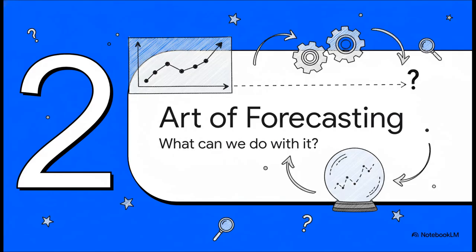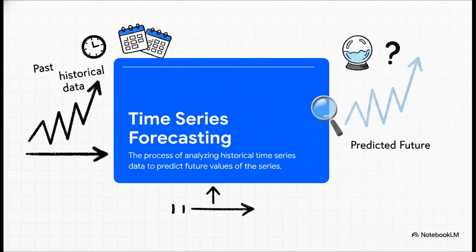Okay, so we know what time series data is. Now, the big question is, what can we actually do with it? Well, that brings us right to the art of forecasting. This right here, this is the whole goal. Simply put, time series forecasting is all about using historical data to predict what's going to happen in the future. We're looking at past patterns, past trends, past behaviors, and using all of that to make smart, data-driven guesses about what's just around the corner.